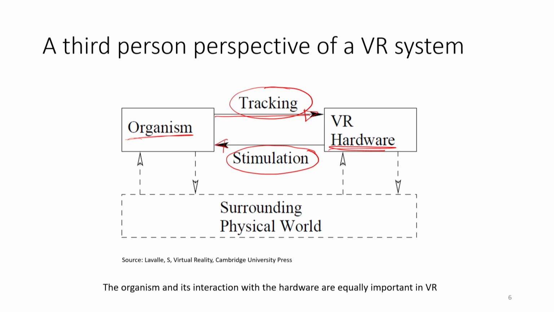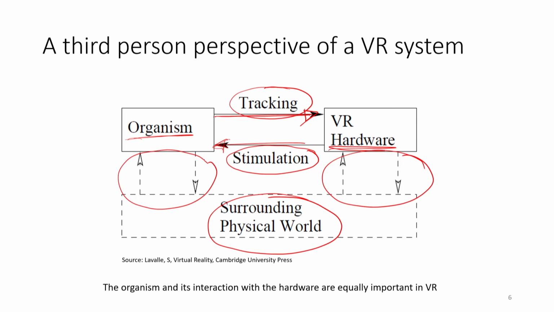At the same time, the organism is still embedded in the surrounding physical world. The two-way interaction between the organism and the hardware is equally important in VR. And the VR hardware is itself situated in the surrounding physical world, as is the organism. So, the organism is not only interacting with the VR hardware, he or she is still embedded in the surrounding physical world with which there is some interaction going on.